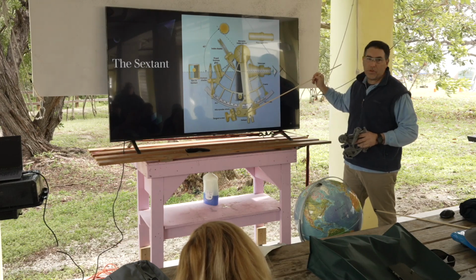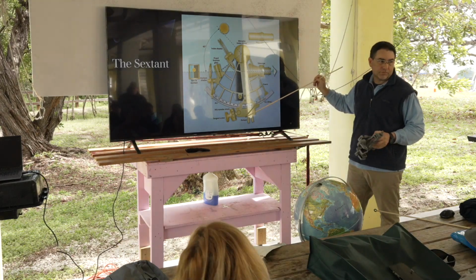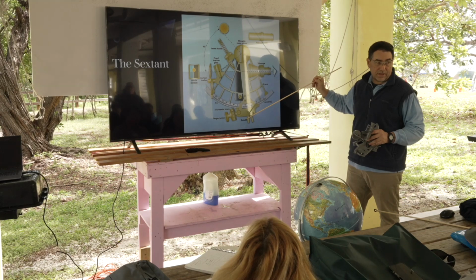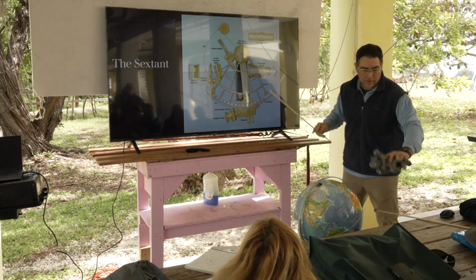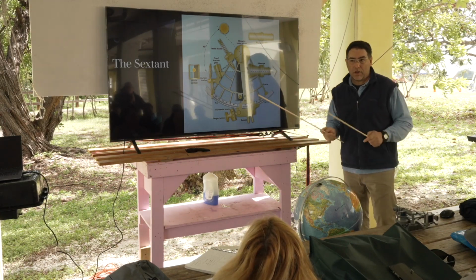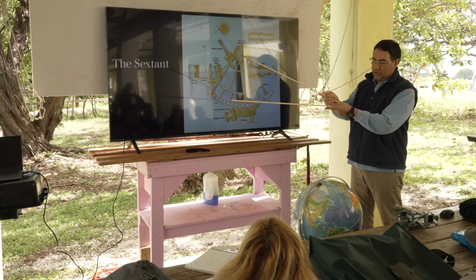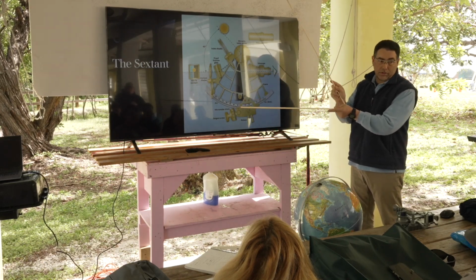And then we go here and we measure the angle. Okay, that's pretty much what we need to do. That's all a sextant does: it measures the angle, with our zero at the horizon. The only thing we need to do is measure this angle. It's just a protractor.